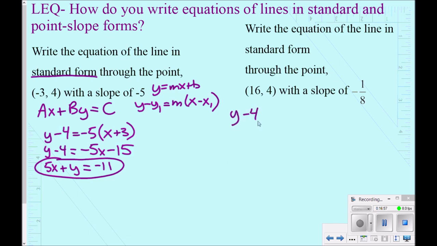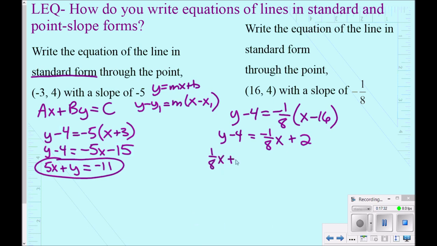Y minus 4 equals -1/8 times x minus 16. So I'm going to distribute that -1/8. And when I multiply -1/8 times -16, first of all, negative times a negative is a positive. 16 times 1/8 is 16/8, and 16 divided by 8 is 2. Now I'm going to bring the 1/8 x over by adding, and adding 4 to each side gives me 1/8 x plus y is equal to, I'm adding 4 onto both sides, so 4 plus 2 is 6.